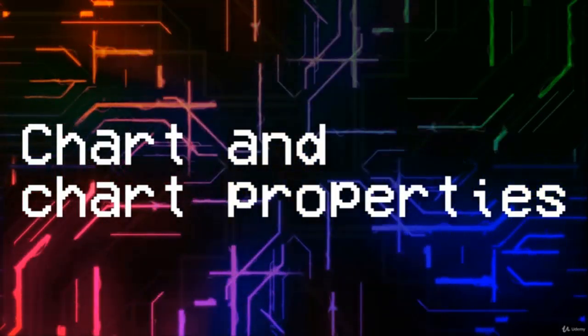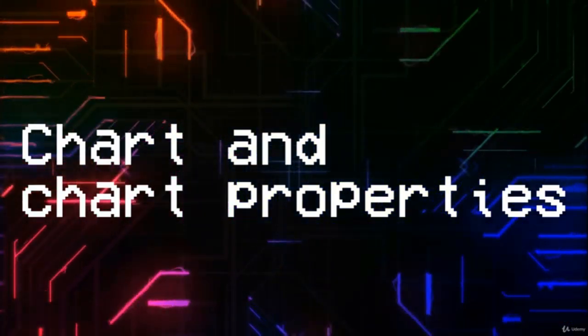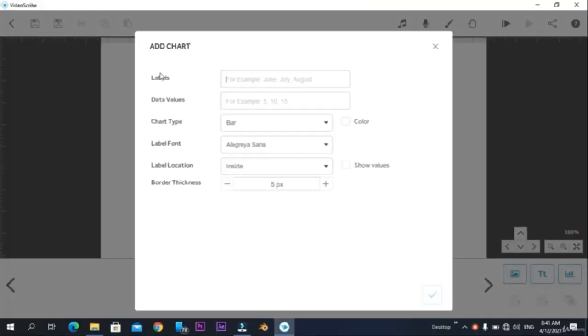Welcome back. In this video we are going to learn how to add charts, or you can say graphs, in your video. Go to this chart icon and click on it, and you can see here we have options like labels, data value, chart type, label font, label location, and border thickness.